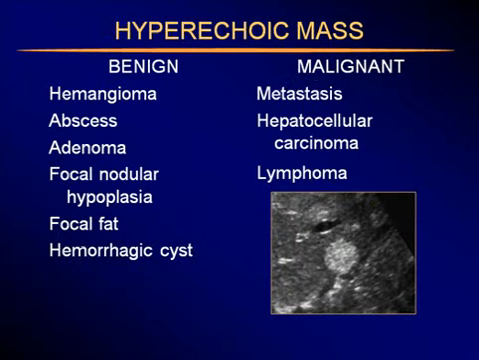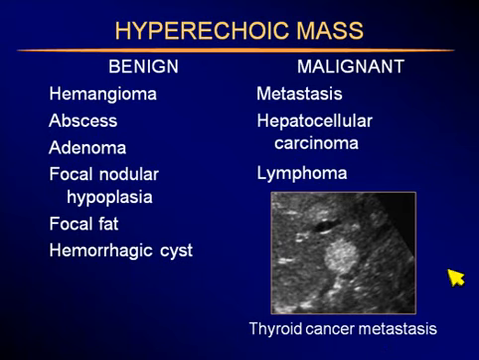Now let's look at something hyperechoic. What's the differential of a hyperechoic lesion in the liver? Well, we all know about hemangioma, but it could possibly be an abscess. It could be an adenoma, could be focal nodular hyperplasia. It could be focal fat, could be a hemorrhagic cyst. And it could also be something malignant, could be a metastasis, could be a hepatocellular carcinoma, could be lymphoma. Not very specific. All of these are unusual, but this one happens to be a thyroid cancer metastasis.